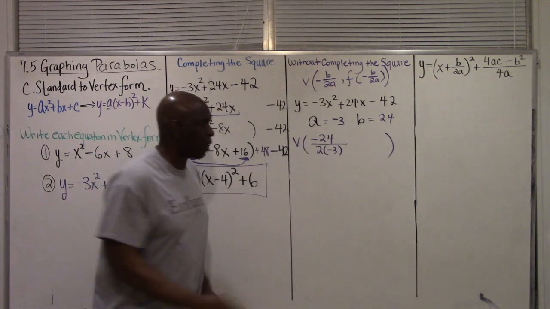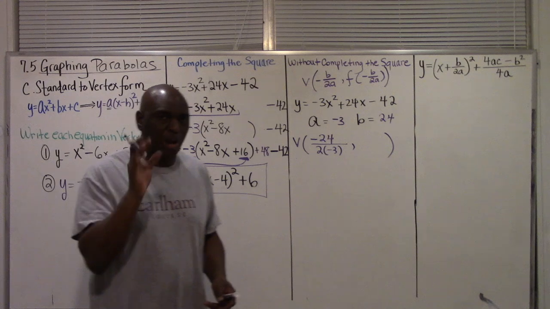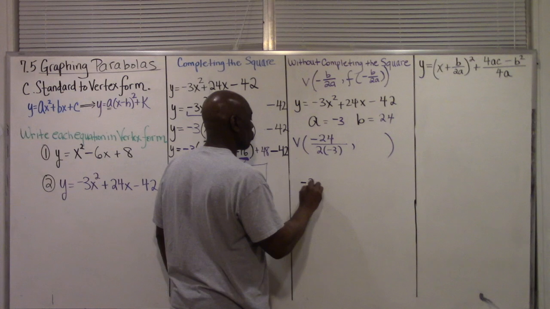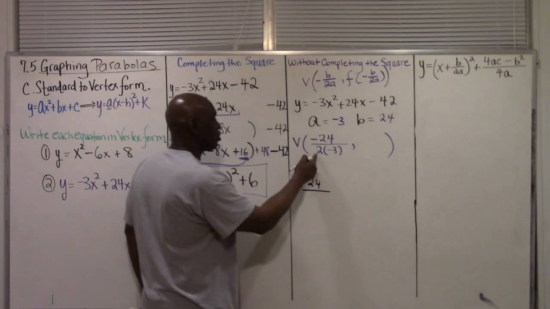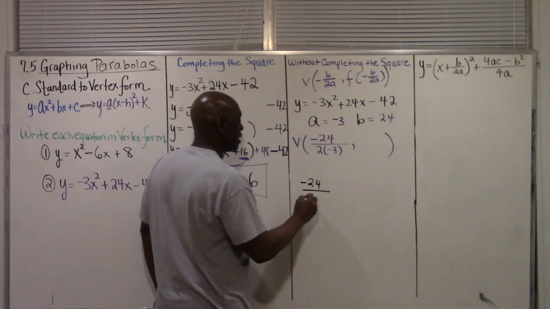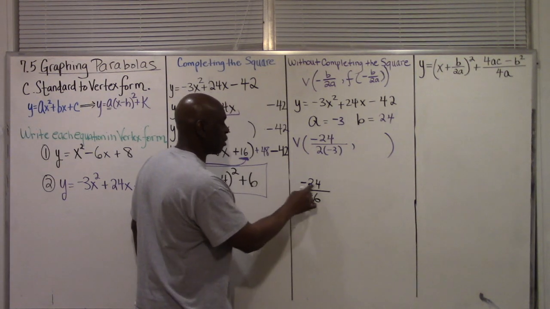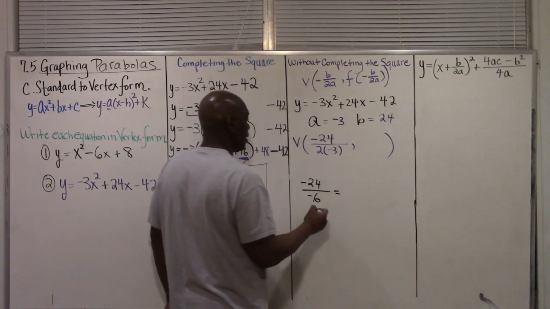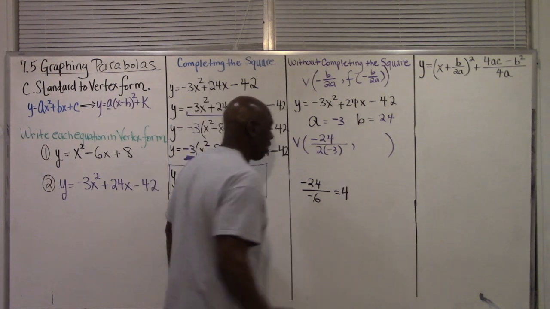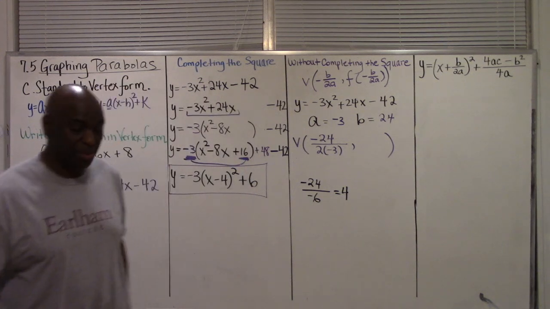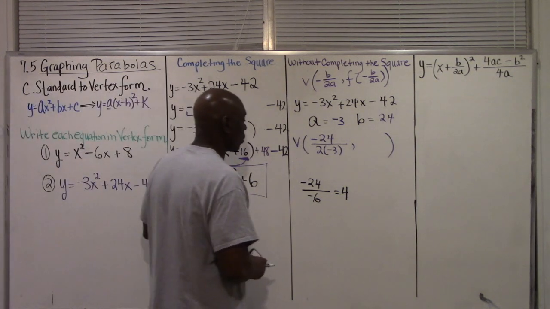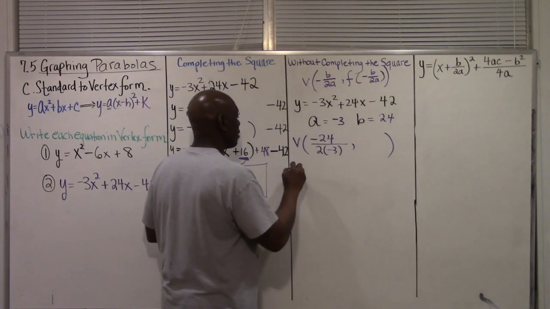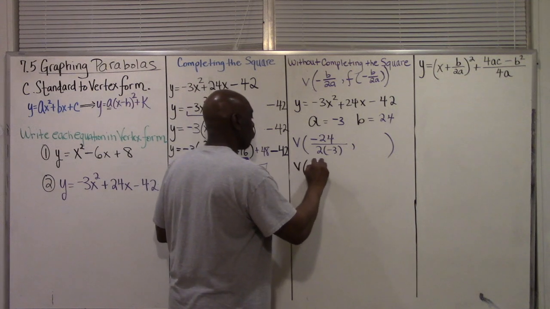Let's do the work on that first part. Let's do our arithmetic very well. Come on, let's do it. Let's go. That's going to be negative 24 over 2 times negative 3 is negative 6. And what is negative 24 divided by negative 6? A negative divided by negative is a positive. That's going to be positive 4. All right, we got it. Good. It's positive 4. Okay, so I'm going to take this away. Well, no, I'm going to leave it. I'm going to write under it, V is positive 4, comma.